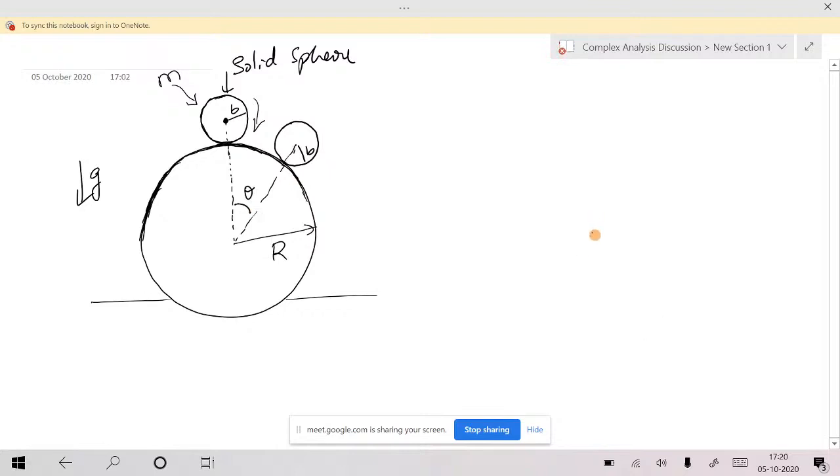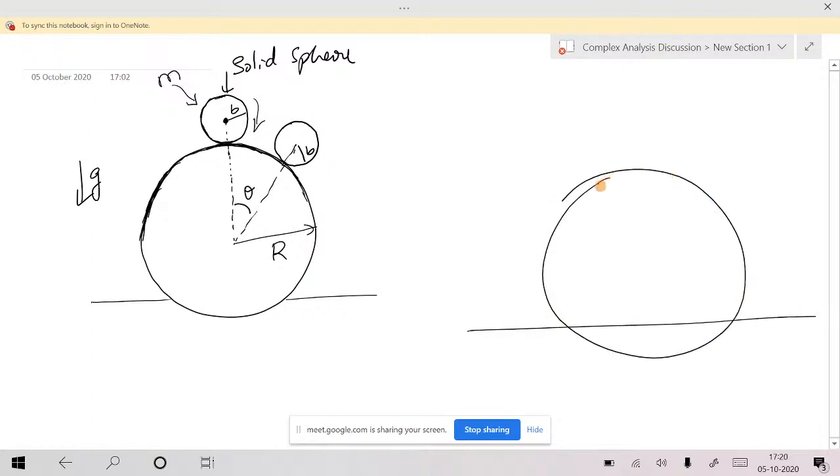Another problem is, again, you have a big sphere which will give the surface. You have one small mass which is sliding without friction. This big sphere has radius r. Again, this is the vertical line. At what angle theta is this sliding mass going to leave the surface of this big sphere? This is the question.